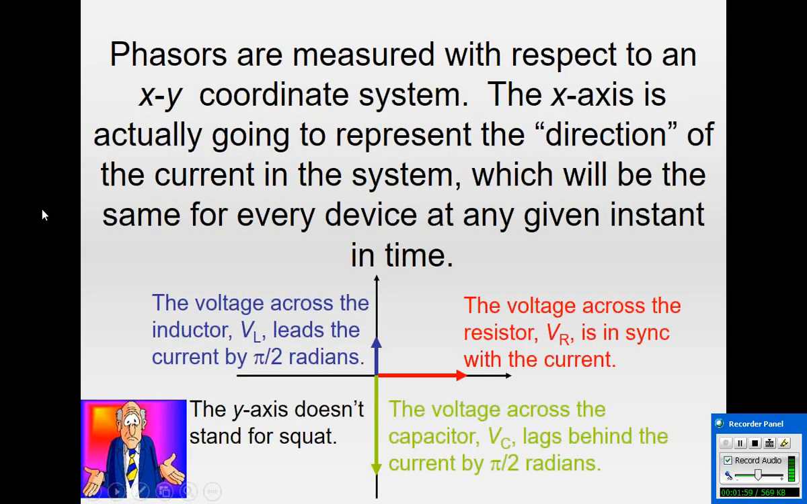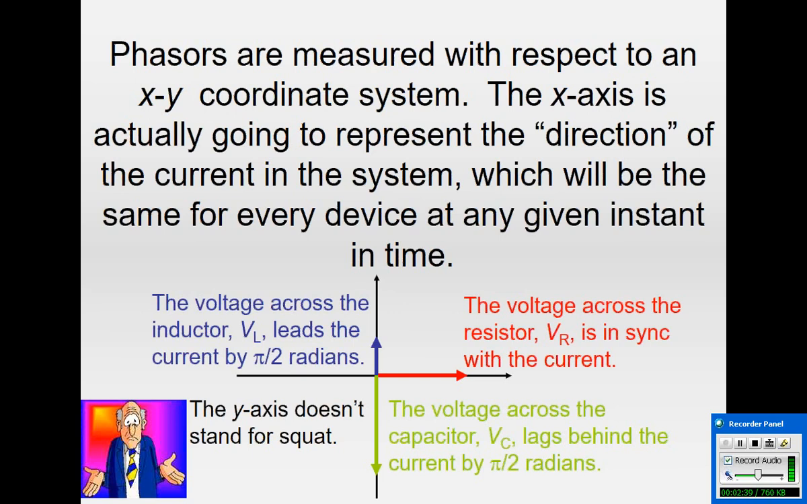And we imagine plotting these in an XY coordinate system. The voltage across the resistor, being in sync with the current, we will plot directly along the horizontal axis. The voltage across the inductor, being ahead by pi over 2 radians, which is equivalent to 90 degrees, we'll have along the positive y-axis, and the voltage across the capacitor, being behind the current by 90 degrees, or pi over 2 radians, we'll have pointing along the negative y-axis.